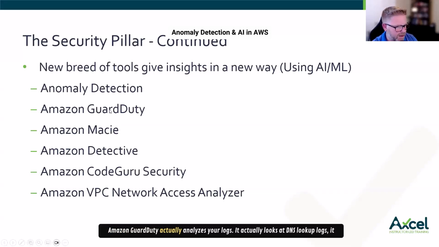Amazon GuardDuty actually analyzes your logs. It actually looks at DNS lookup logs. It looks at network logs. It looks at API logs, looks at them all together to paint a picture, and it will alert you of anomalies and things that are going on in your environment, or things that look like a specific type of attack.